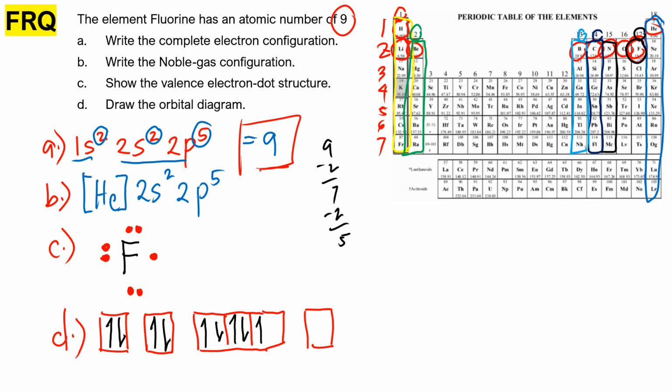Hope you get it. All right, before we end, I would like you to try this example. Instead of fluorine, try to do phosphorus. Phosphorus has an atomic number of 15. Same as before, write the complete electron configuration, write the noble gas configuration, show the valence electron dot structure, and draw the orbital diagram.